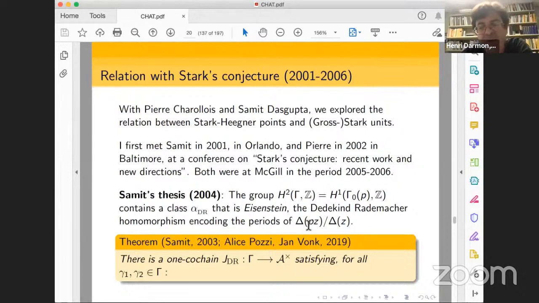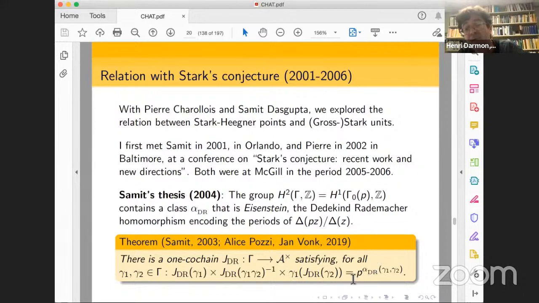With Samit in 2003, and here I'm giving a slightly more general modification of our original statement that was obtained later by Alice Pozzi and Jan Vonk. It says that there's a cochain on Gamma with values in A star which, for all gamma 1, gamma 2 in Gamma, satisfies this relation. Okay, so it's exactly the same relation as we had before for the elliptic cocycle, except that instead of the Tate period, you have just the prime p, and instead of the elliptic cocycle, you have this Dedekind-Rademacher 2-cocycle.